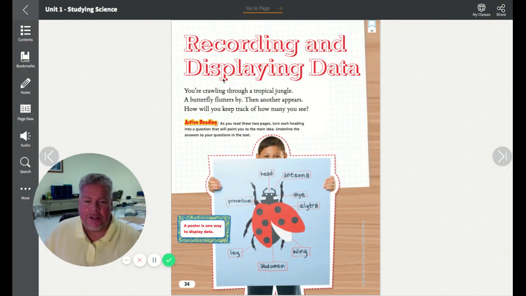You can record it and you can display it. You're crawling through a tropical jungle. A butterfly flutters by. Then another appears. How will you keep track of how many you see? A poster is one way to display data.